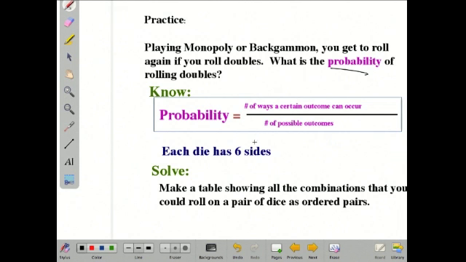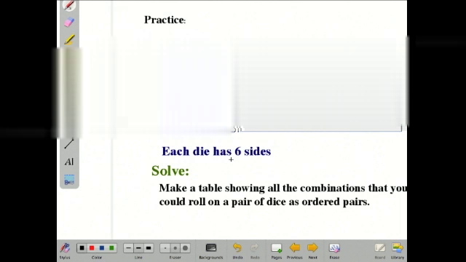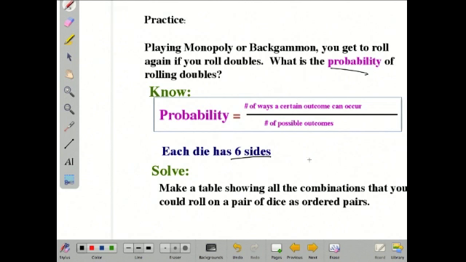Now in Monopoly and backgammon you get 2 dice. Each die has 6 sides. But what happens if you've got 2 dice? Most people would think that it's 6 times 2 or 12. So we've got 12 possible choices, but that's not correct.